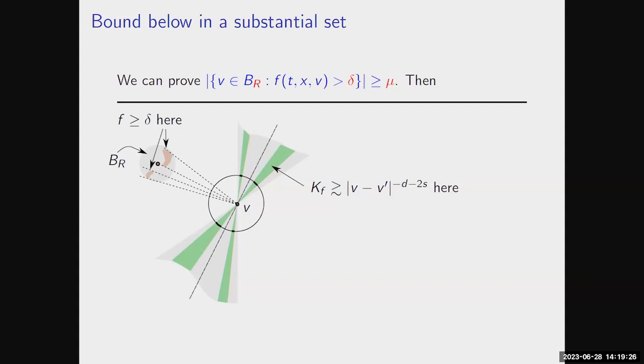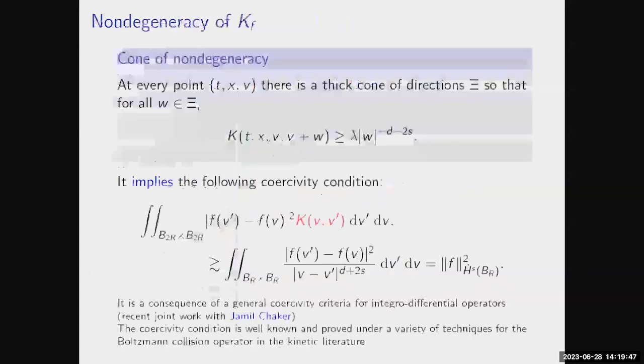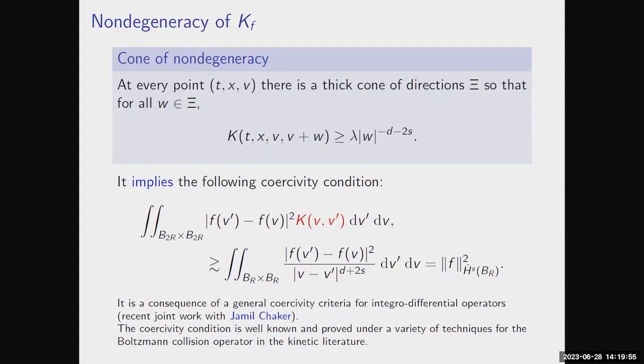So the kernel is not bounded below by a multiple of the fractional Laplacian everywhere. It's bounded below in some directions, but those directions make a thick cone at every point, right? The cone may be rotating from point to point, but there is always some thick cone where the kernel is bounded below. And having a thick cone of directions where the kernel is bounded below is some sort of ellipticity of fractional order. It can be understood like the lower bound for the ellipticity in the typical second order equations.